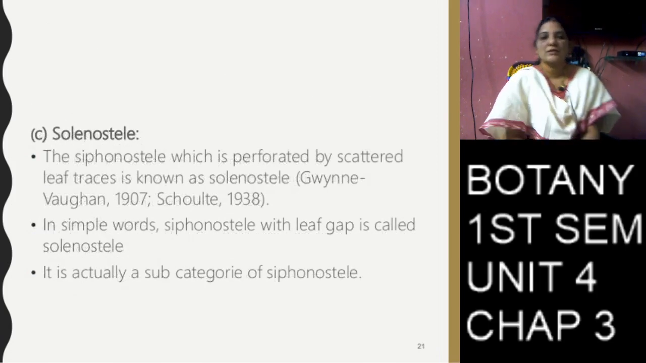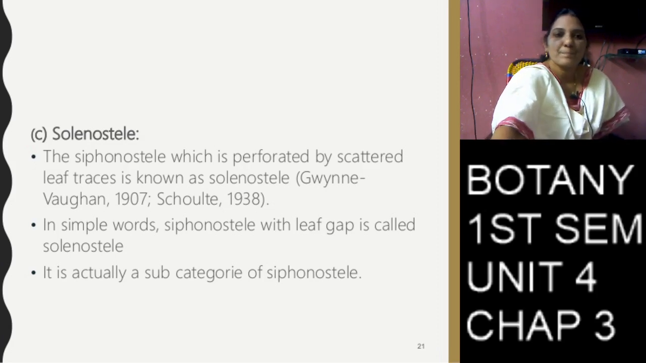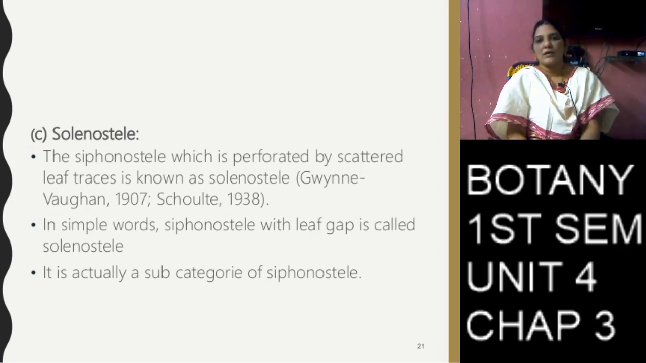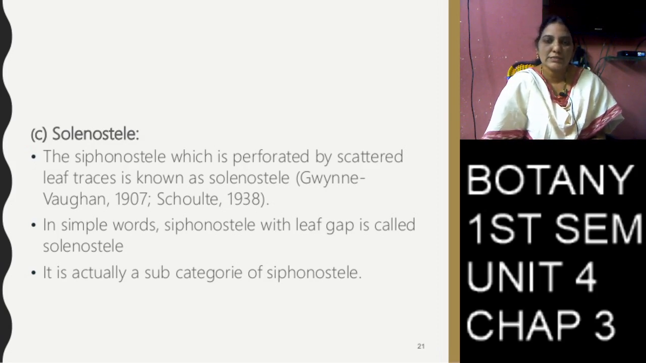Next, coming to the solenostele. Already I told that steles are divided into many types: based on the xylem structure, the medulla, the leaf gaps, the leaf traces, and the arrangement of vascular bundles. Here, solenostele is divided into two groups based on the leaf gaps.